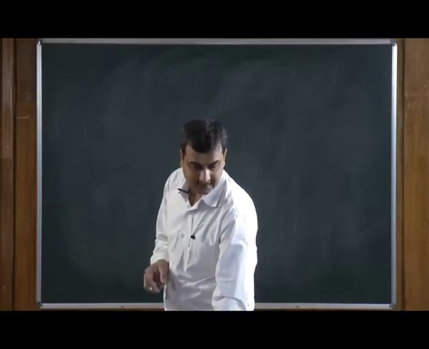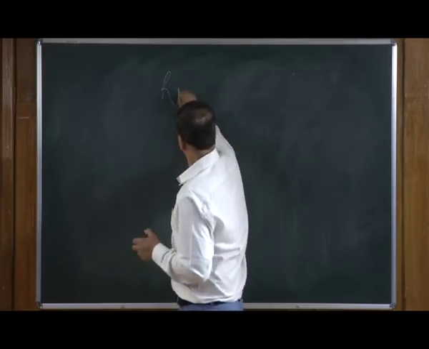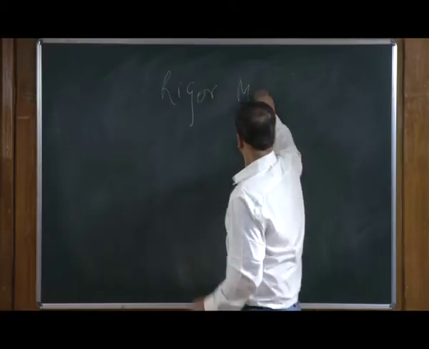If you see in the next slide, we have a phenomenon called rigor mortis. Now rigor mortis, if you look at the slide: muscles contract and become rigid after death because of the loss of adenosine triphosphate. This adenosine triphosphate is the energy currency in the cell. So if you don't have ATP, the muscle is not going to contract. The muscle will remain as such, and this is what we call rigor mortis. Let's see rigor mortis.